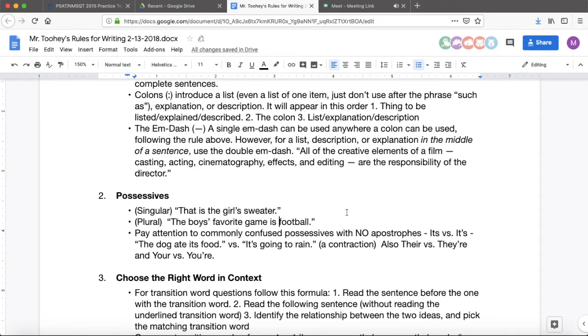Caroline, go and read the third bullet point on possessives. Pay attention to commonly confused possessives with no apostrophe. Ooh, I see this all the time, and I've been guilty from time to time. Go ahead and read them. It's versus its. Okay, I'm going to stop you real quick. Which one is possessive? The second one? Nope. It's the first one, right? This is commonly confused possessives with no apostrophes, right?